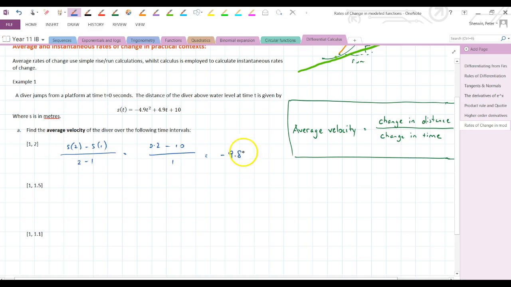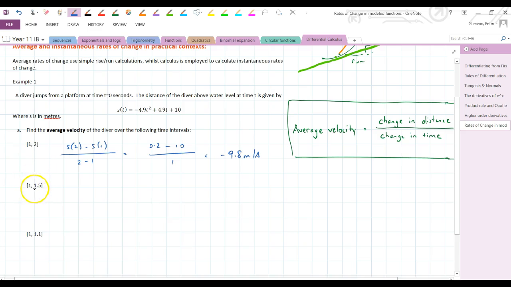The average velocity is in meters per second, since t is in seconds. That is in fact gravity, as an acceleration. So that's the travel between 1 and 2 seconds. The average velocity in that time is minus 9.8 meters per second. Minus because this diver is obviously falling.